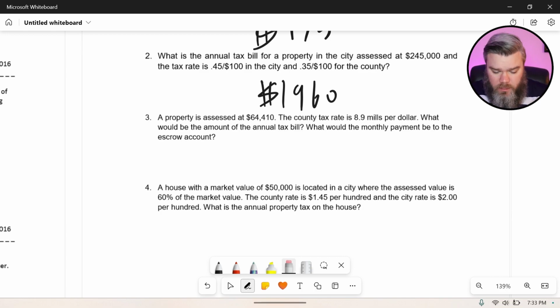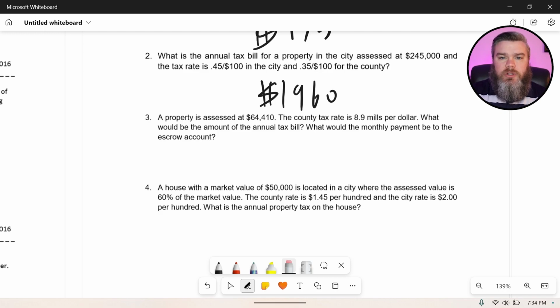A property, let me scroll here and make sure we're good. Property is assessed at $64,410. The county tax rate is 8.9 mils per dollar. What would be the amount of the annual tax bill? And then further, what would be the monthly payments to the escrow account?